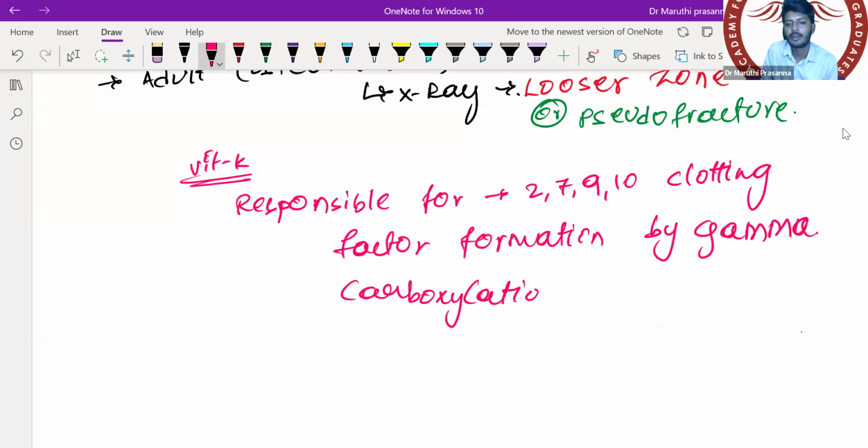So gamma carboxylation of 2, 7, 9, 10 is done by, very importantly, vitamin K. So if vitamin K is there, clotting factors are formed in more quantity. If more quantity of clotting factors are formed, automatically that will lead to what? That will lead to coagulation. So vitamin K is a coagulant.